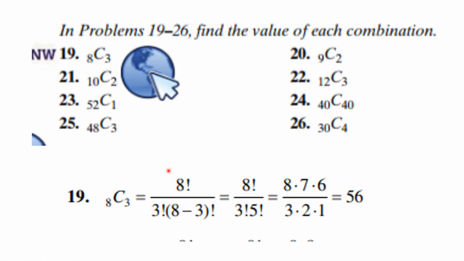Okay, so here's the formula. You plug it in, you do the 8 minus 3 to get 5 factorial. 5 factorial will cancel into this, so you just have 8 times 7 times 6 left, but the 3 factorial is still there. And you can do some more canceling. 3 will go into the 6, and 2 will go into the 8. But in any event, you will get 56 for the answer.